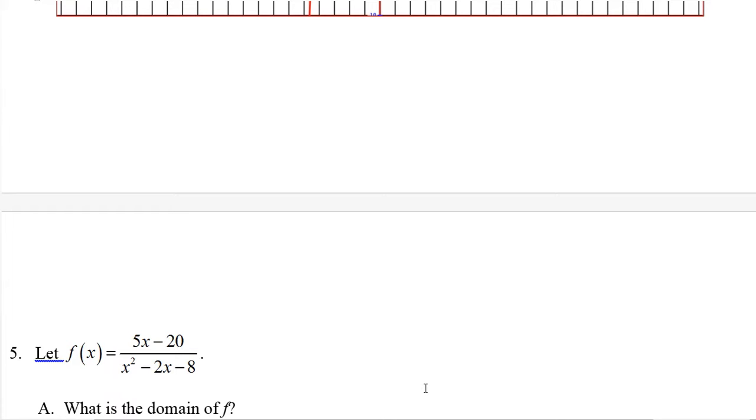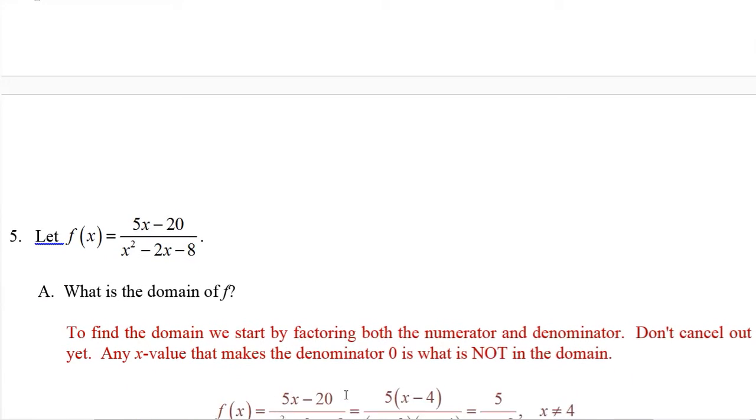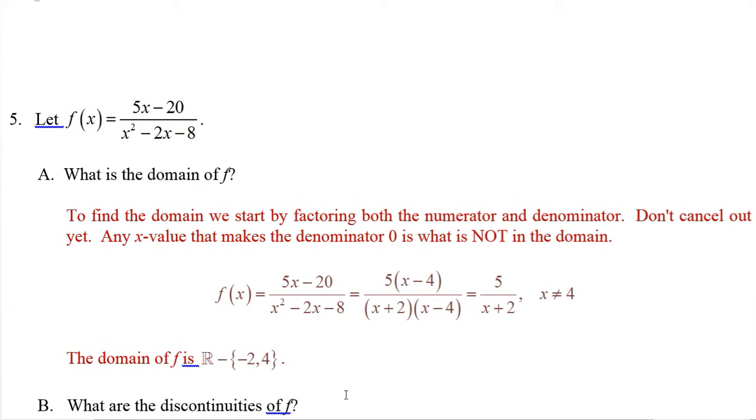All right, how about another rational function problem? Let f of x equals 5x minus 20 divided by x squared minus 2x minus 8. What's the domain? Well, to find the domain of a rational function, you want to factor. I'd mainly factor the denominator, but you want to factor the numerator and denominator actually. So I'm going to factor a 5 out of the numerator using common factor distributive property factoring. So factor out a 5. That leaves x minus 4.